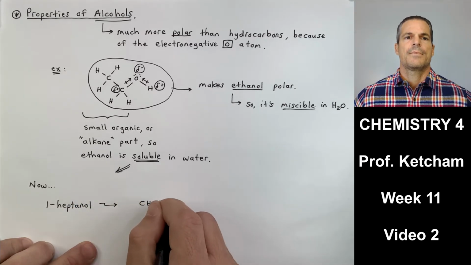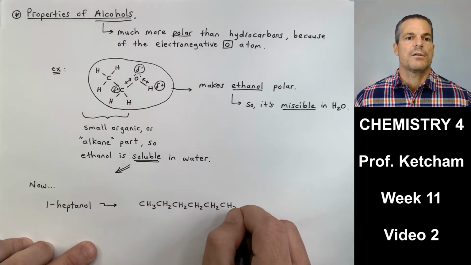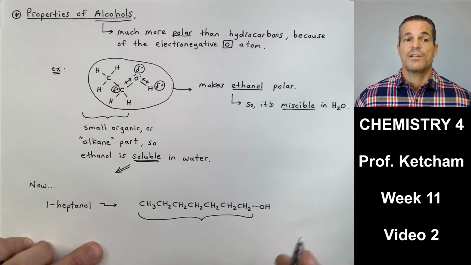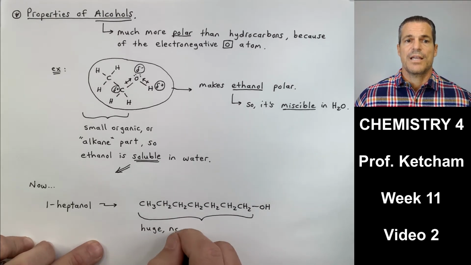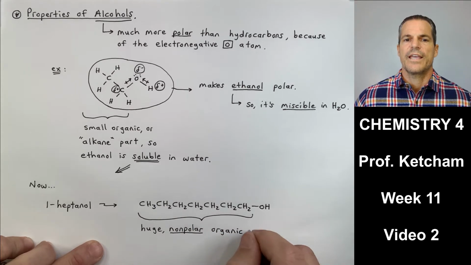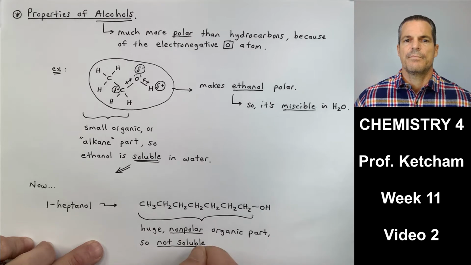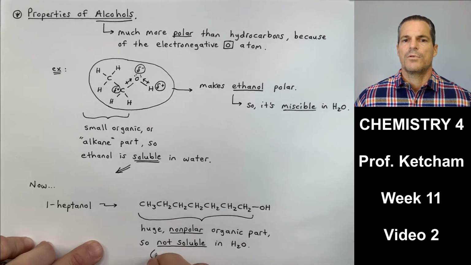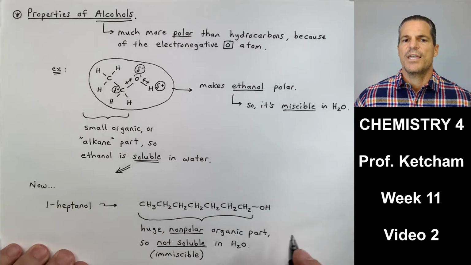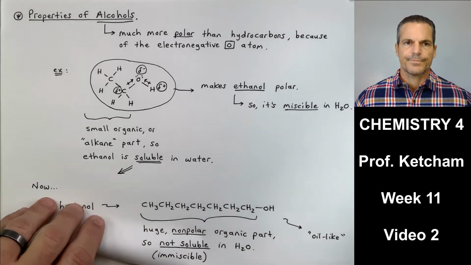Most people know that. Now, in ethanol, I have a small organic or alkane part. So it's small enough that ethanol remains soluble in water. But if I have something large at the bottom of my page here, like 1-heptanol, look how large that non-polar organic part is. Look at all those carbon hydrogens and carbon-carbon bonds. This is not going to be soluble in water. Yes, we have a polar group at the very end, but that giant nonpolar part dominates the 1-heptanol molecule.